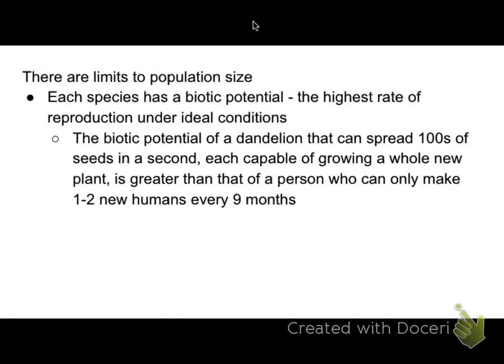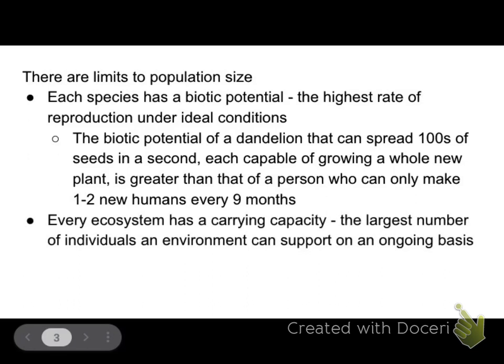Biotic potential is one of the factors that plays into why population sizes are limited, okay? For us, biotic potential may be a very interesting limiting factor that really affects how many humans there can be. But for dandelions, it seems like their biotic potential should not be a limiting factor, right? Because their biotic potential is huge. So if they have such a high biotic potential, why don't dandelions just take over the world? Well, there are other things at play limiting the size of a dandelion population, okay?